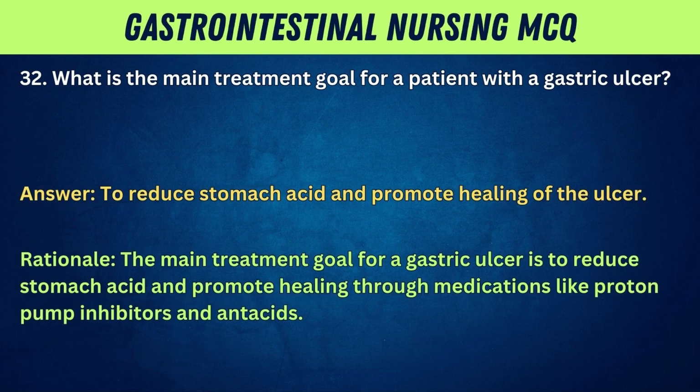Answer: to reduce stomach acid and promote healing of the ulcer. Rationale: The main treatment goal for a gastric ulcer is to reduce stomach acid and promote healing through medications like proton pump inhibitors and antacids.